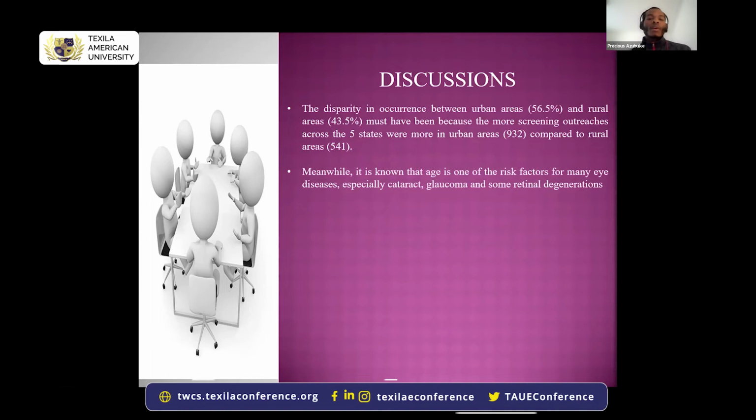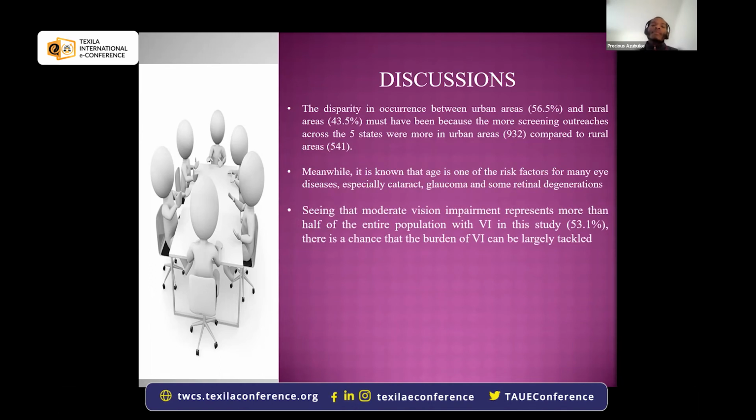So it is also known that one of the highest risk factors for many eye diseases, specifically cataract, glaucoma, and some retinal diseases, particularly age-related macular degeneration, is age. Age is a very strong factor. Interestingly, our study and statistical analysis, through testing of hypothesis, showed that age was not statistically associated with visual impairment in our study population.